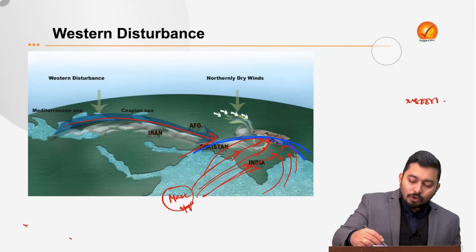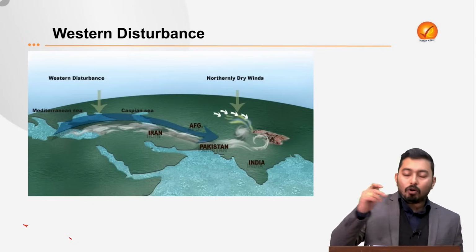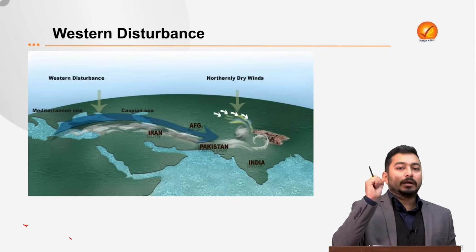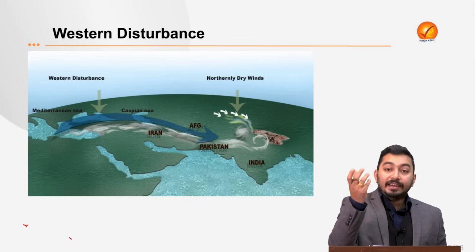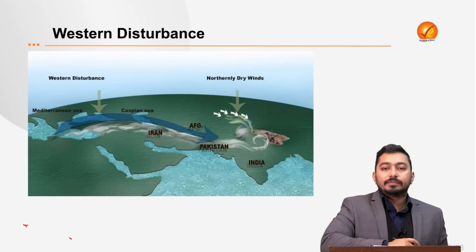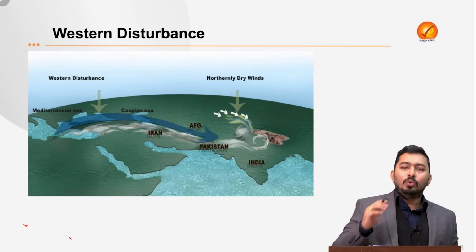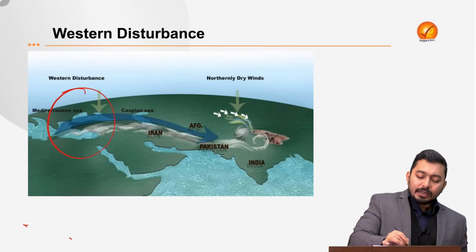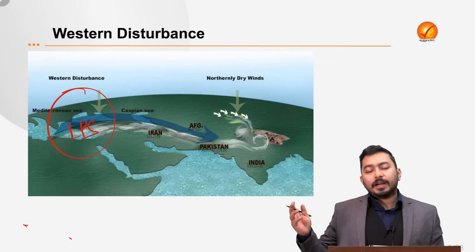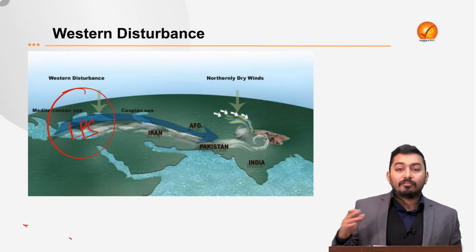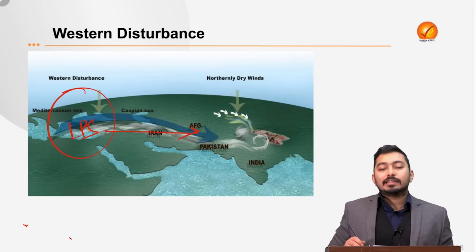Now, whenever you understand a concept, whenever you have very good conceptual clarity on any particular topic, then you are able to define it in very simple terms. So, how can we define western disturbance? So, one way to look at it is that it is nothing but a low pressure system again. Yes, this low pressure system is coming to India. From where? From west to east.